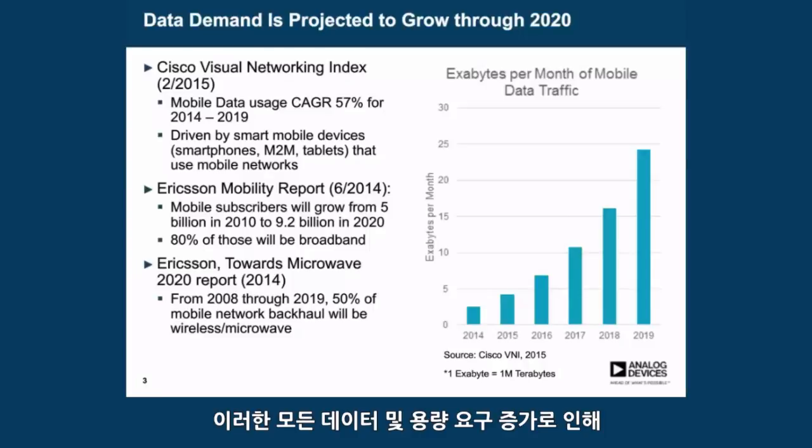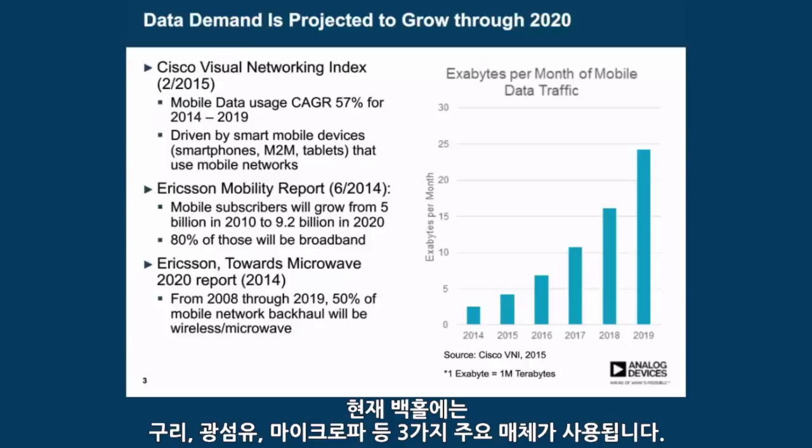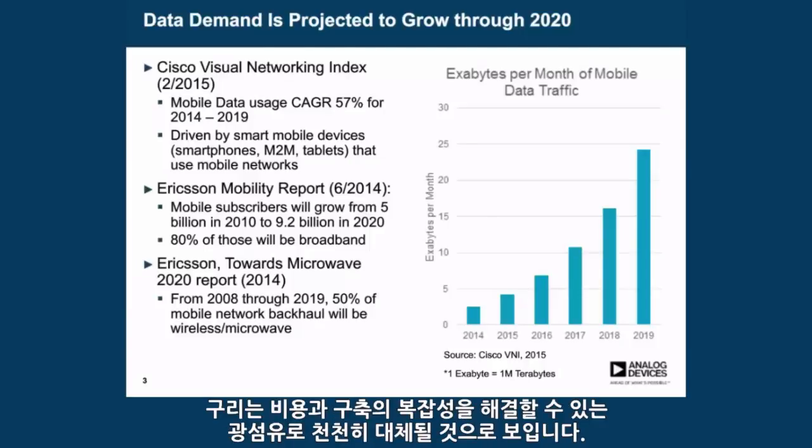With all this increase in data and capacity demands, this places heavy burdens on the backhaul solutions required to transfer this data throughout the network. Currently, 3 main mediums are used for backhaul: copper, fiber, and microwave. Microwave is expected to continue to account for at least 50% of mobile network backhaul transmission, with copper slowly being replaced by fiber where cost and deployment complexity is justified.